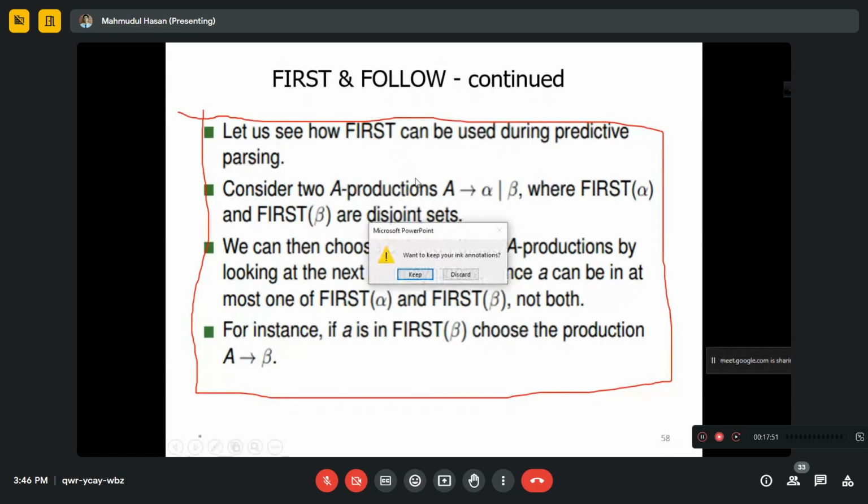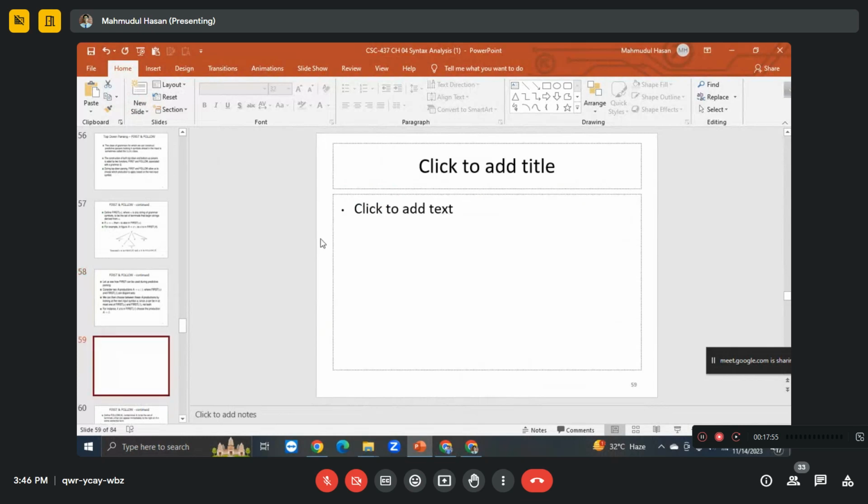So just look. Before finding out first and follow, the grammar should be left recursion free and common prefix problem free. That means there is no left recursion and no common prefix problem. Then you are able to find out first. If there is a common prefix problem or left recursion, then you are not able to find out first and follow. So your grammar should be left recursion free and common prefix problem free.